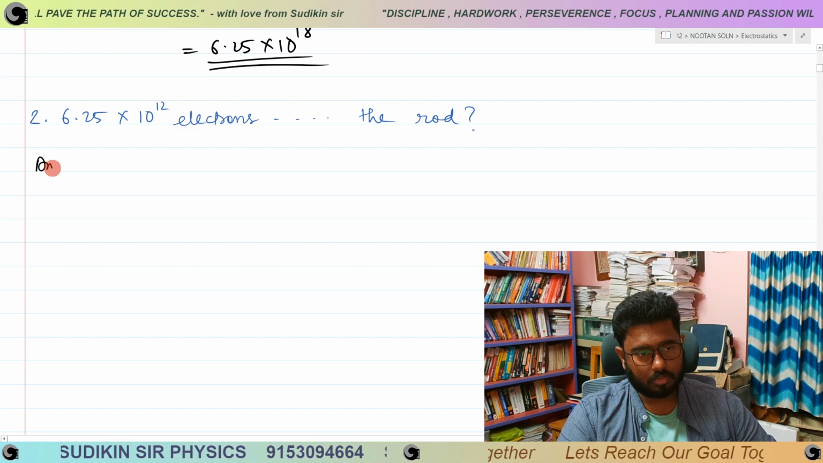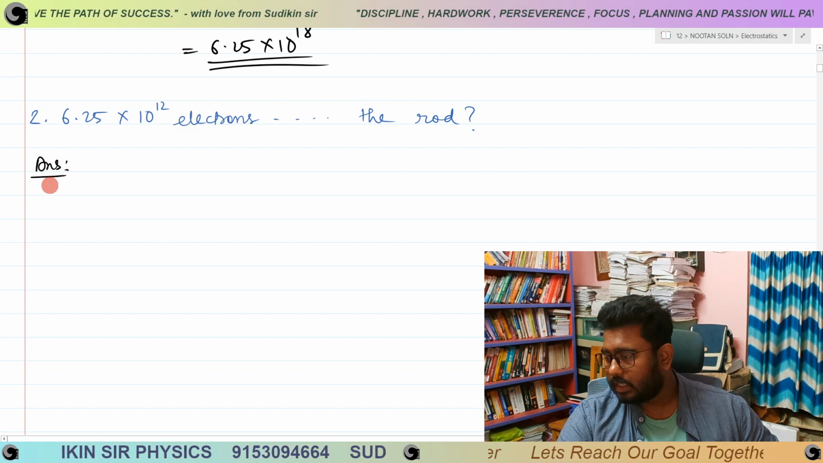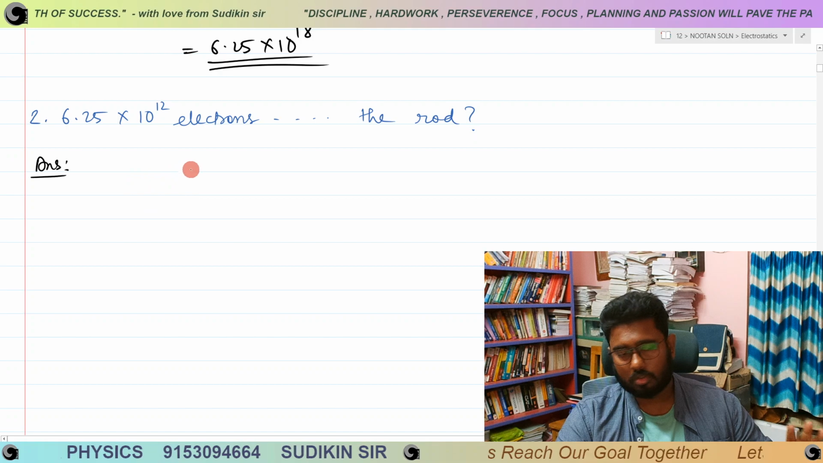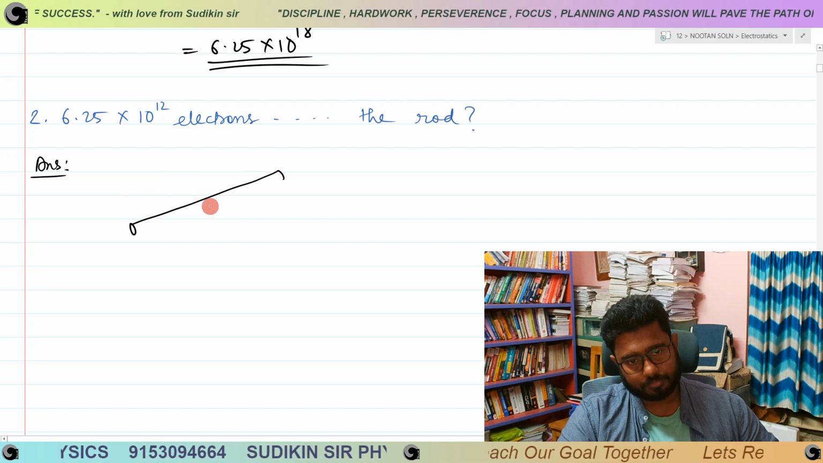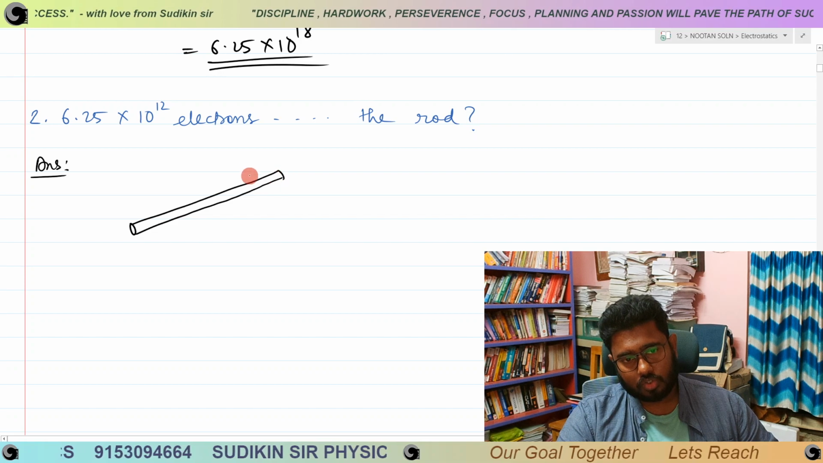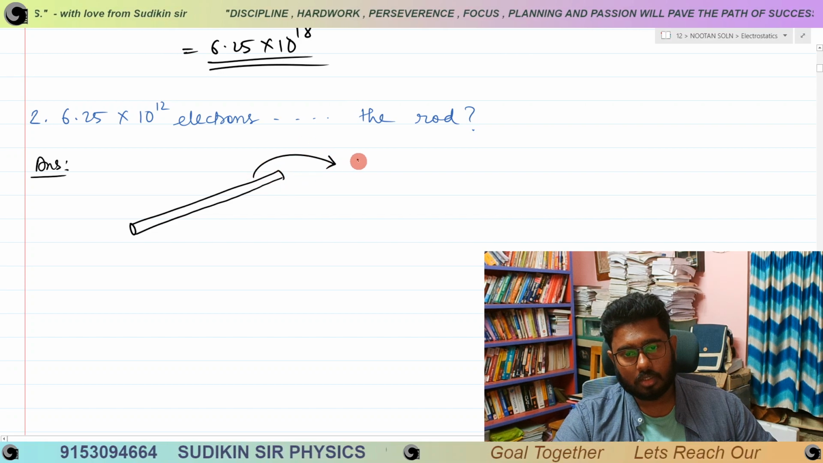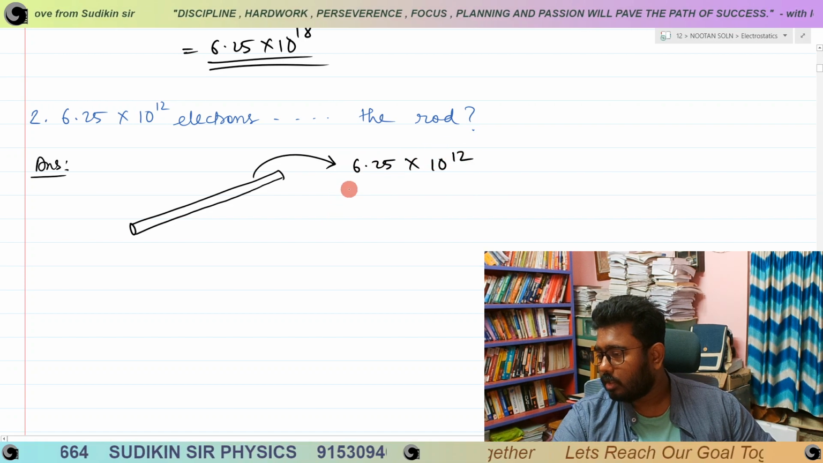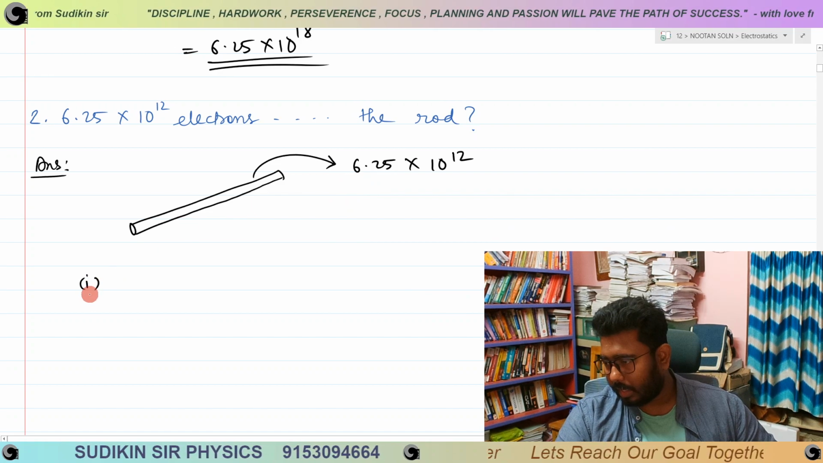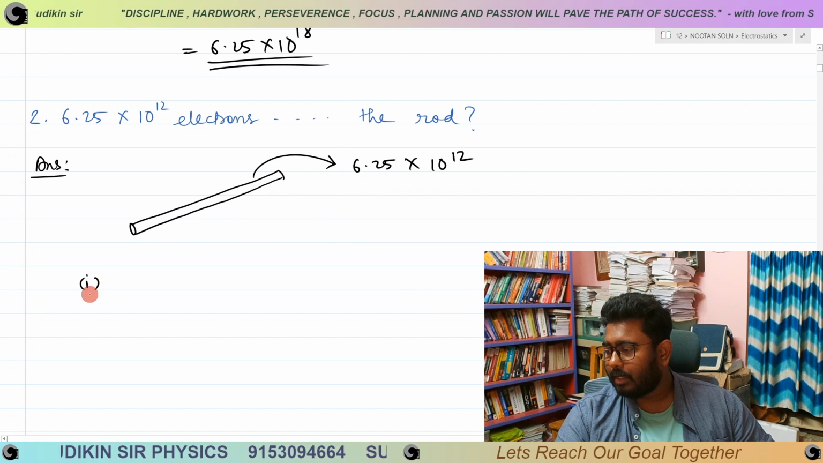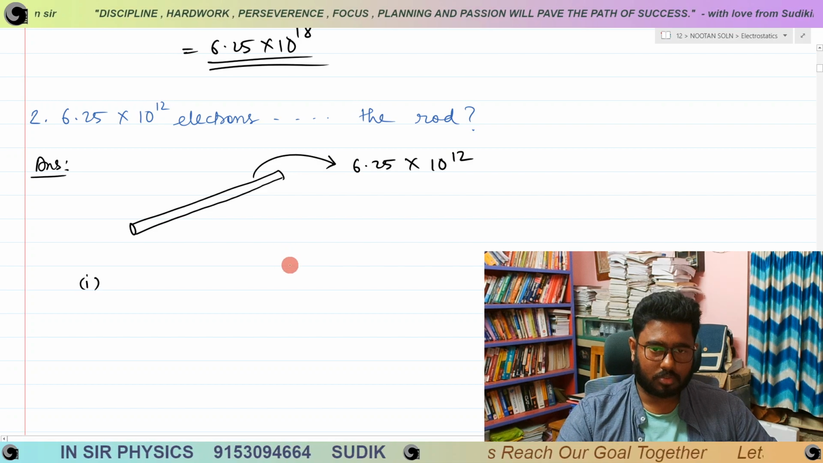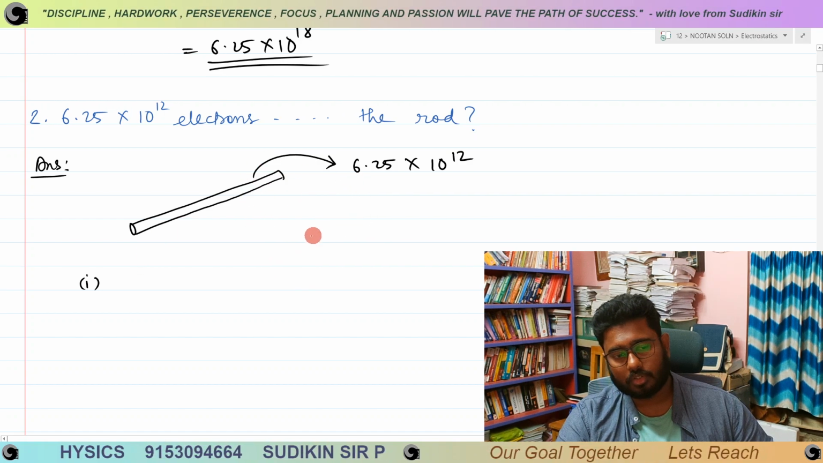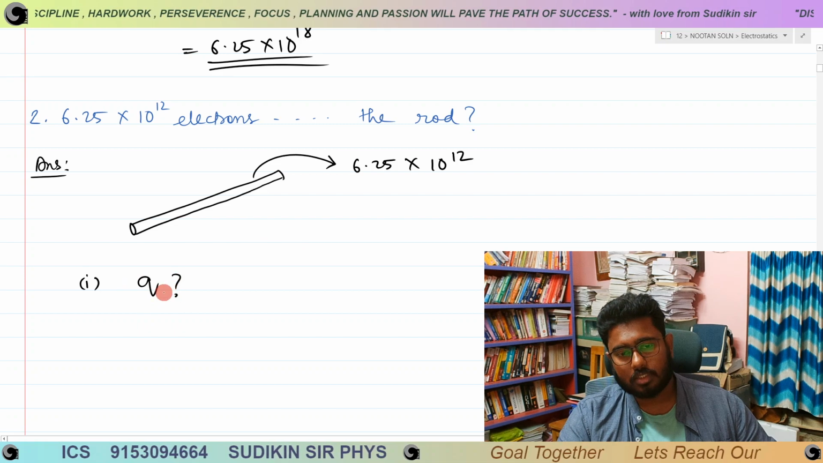Okay, next question. They are saying 6.25 into 10 to the power 12 electrons are removed from a glass rod. So suppose this is a glass rod, and the total number of electrons removed is 6.25 into 10 to the power 12. They are asking what is the magnitude and nature of charge acquired by the glass rod. See, they are removing electrons. Now they are asking, after removing the electrons, what will be the amount of charge?